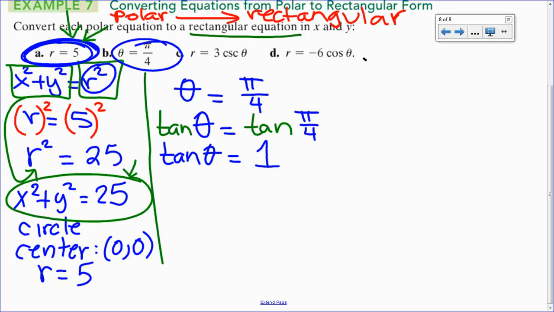And then from there, what do we do next? Okay. So now definition of tangent, remember we're going to rectangular, right? So in other words, we don't want to have theta, we want to have x and y. That's what we want. So in terms of x, y, and r, tangent is defined as what? Y over x.